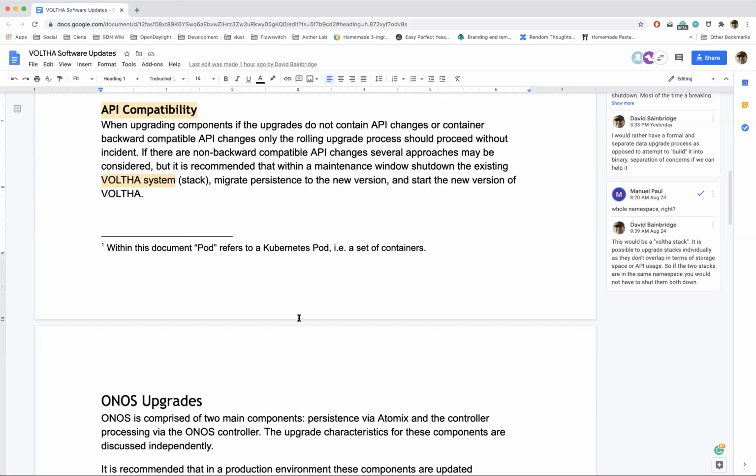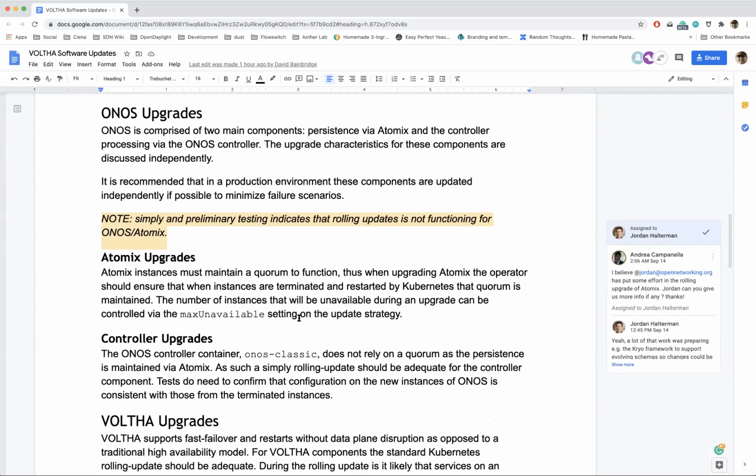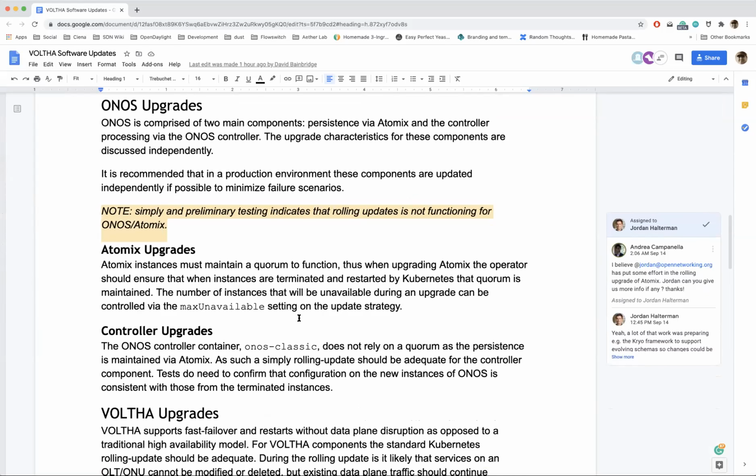I can't remember if I think it's discussions later on. I'll bring that up. One of the components in vOLTHA is ONOS. ONOS is kind of developed independently. It has two basic containers that it uses. One is the controller and one is storage. The storage container, Atomics, must always have a quorum. If Atomics breaks quorum, bad things happen.